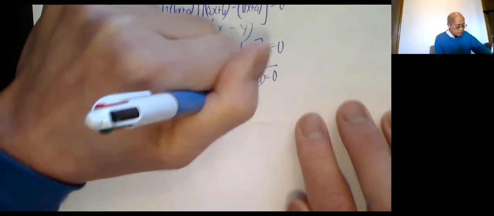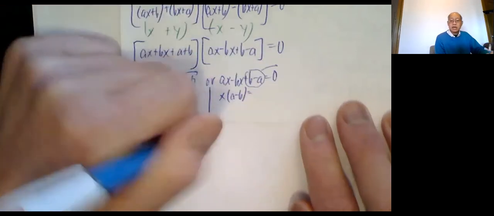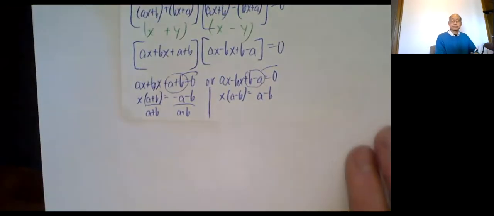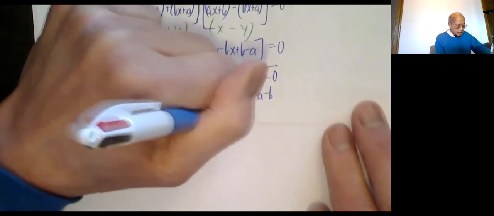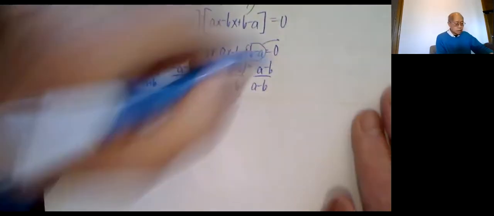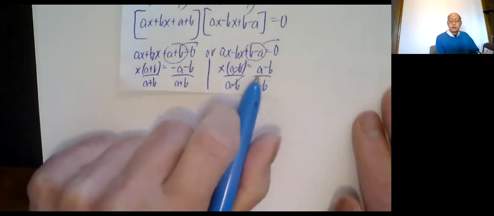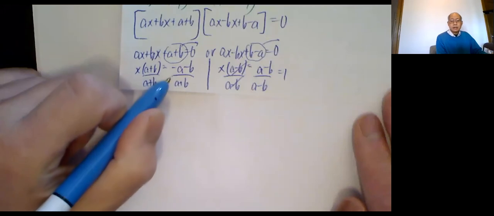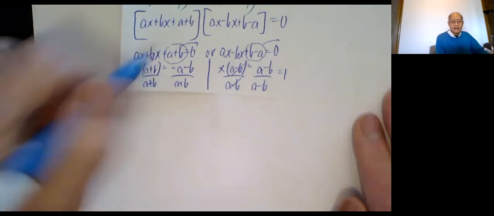Same thing over here. If I factor out the x, parentheses a minus b equals, if I move the negative a over, it becomes a positive a. And if I move the b over, it becomes a negative b. Divide by a minus b, divide by a minus b. Okay. Cancel, cancel. What do you notice over here? This is just 1. This one turns out to be negative 1.